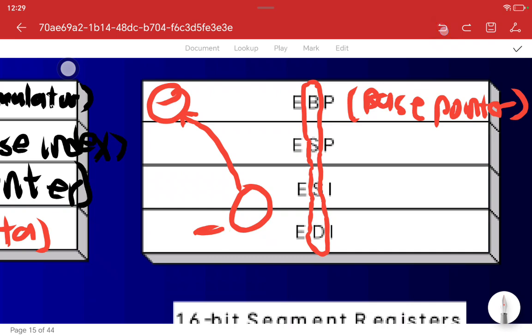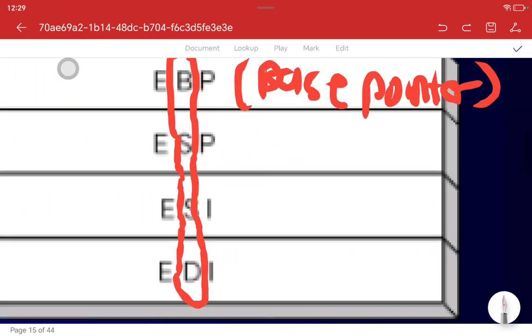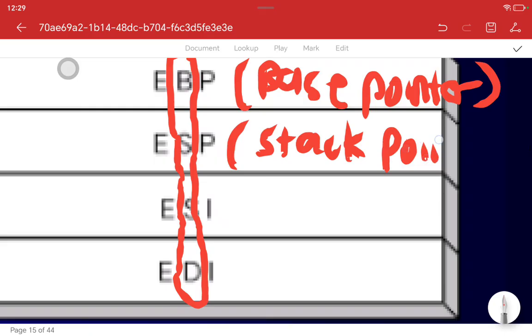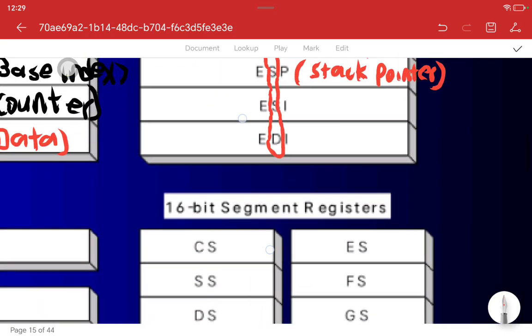So this will be used to help with accessing those local variables and also the functions, also some arguments, which we'll learn what an argument is. We'll also check what the functions are that we're going to be focusing on. Then the ESP, this is the stack pointer.